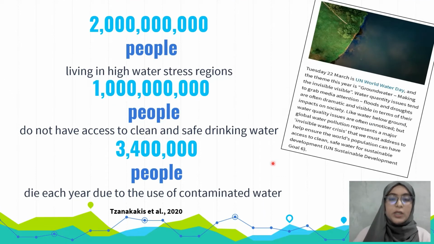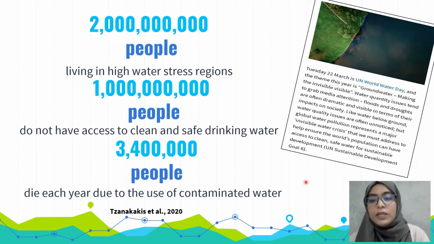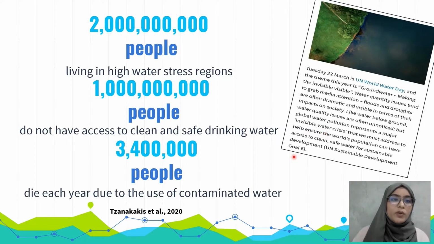And in 2020, it was published that 2 billion people were living in high water stress regions and 1 billion people do not have access to clean and safe drinking water, and 3.4 million people die each year due to use of contaminated water. And recently, in March 2022, it was published that global water pollution represents a major invisible water crisis. This shows that the issues on water pollution have been increasing dramatically year by year. Therefore, this is the time to think on wastewater treatment strategies and methods to provide clean water to the ever-increasing population.